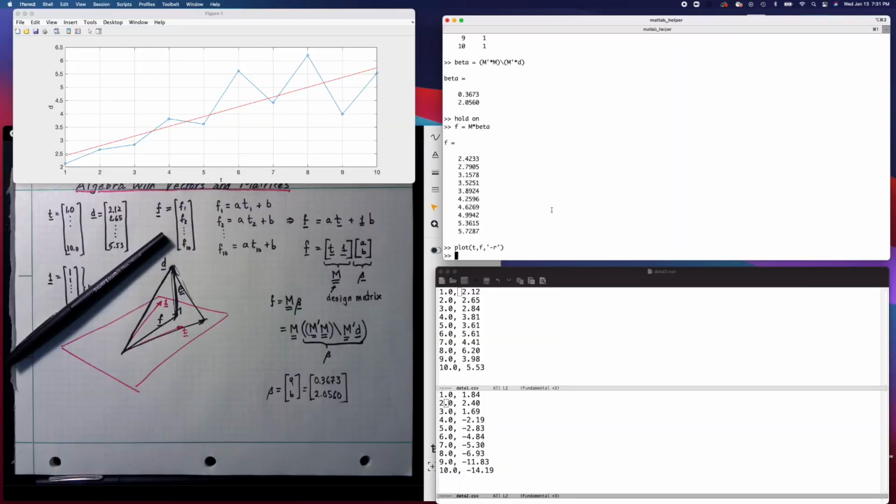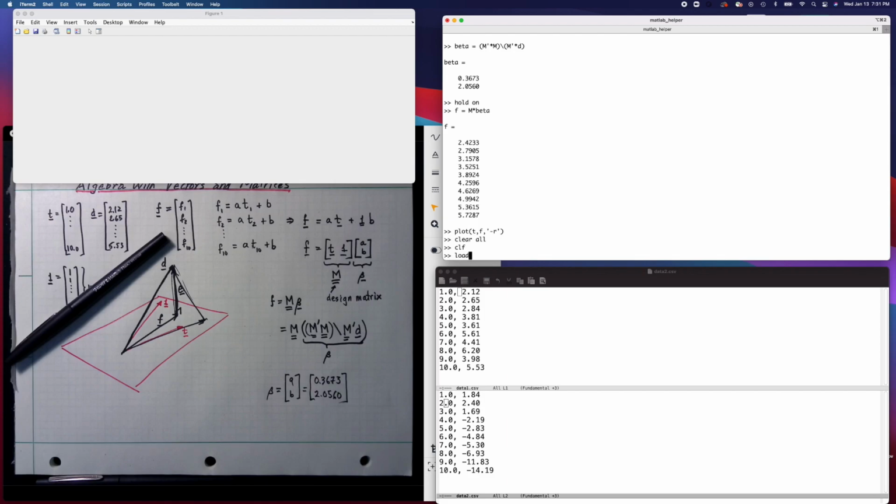So if I clear everything, clear all, CLF, let's load data2.csv, and let's plot it again. T data. Oh, I have to create... wait, data 2. Yeah, I have to extract T, data 2, and D, data 2. All right, so let's plot it.